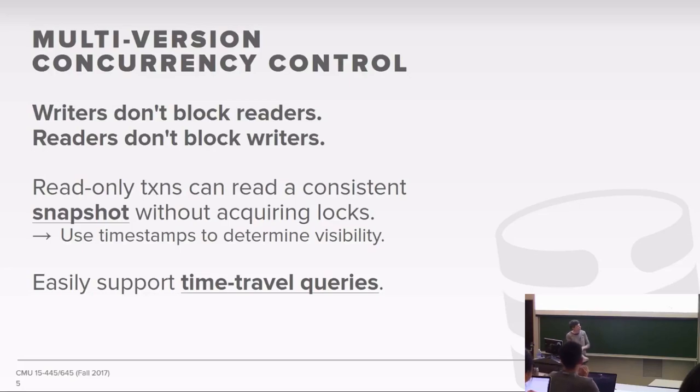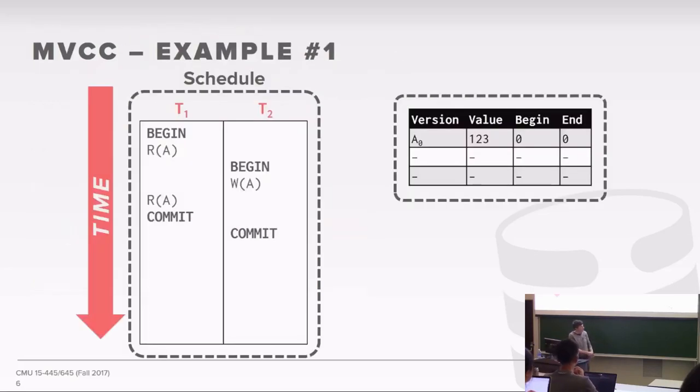All right, so let's look at a really quick example of this, or two examples. We're going to have two transactions. Transaction T1 is going to read A and then read A again.